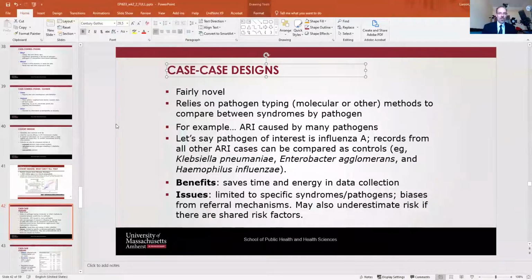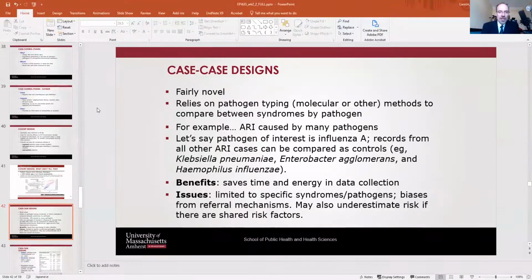Case-case designs. This is one I don't think we talked about last time. Fairly novel, they're kind of new, somewhat in vogue. Relies on pathogen typing methods to compare between syndromes by pathogen. So if you want to learn about different genotypes of different pathogens and look at different outcomes within the individuals, this is one way to do it, comparing cases to cases.